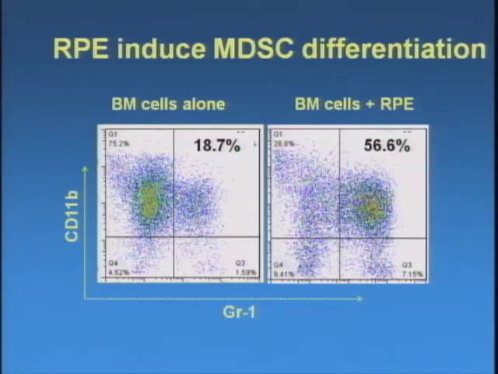We also looked at the marker for MDSC. As I indicated before, the MDSCs are CD11b and GR1 double positive. So with bone marrow cells alone, you only have about 18% MDSC, but in the presence of RPE, the percentage increased to 60%, indicating that RPE is able to induce MDSC differentiation from the myeloid progenitors.